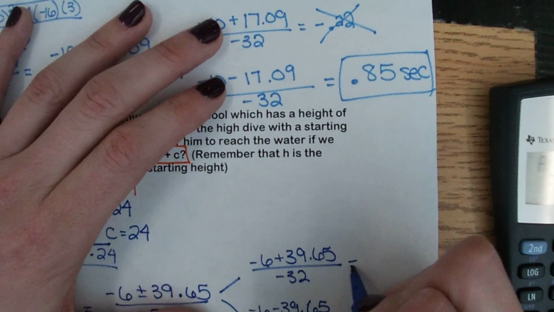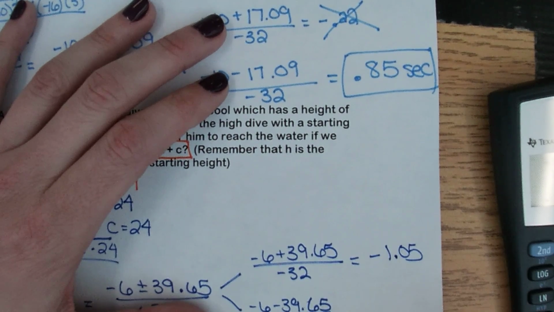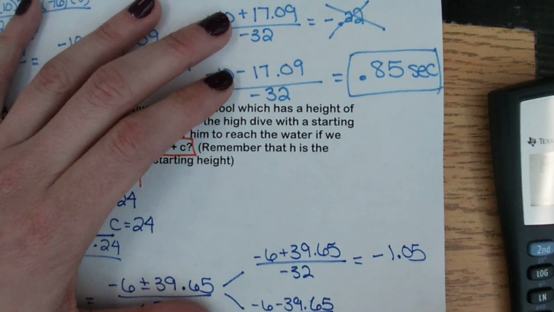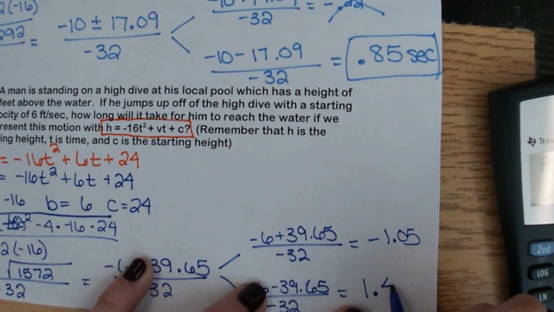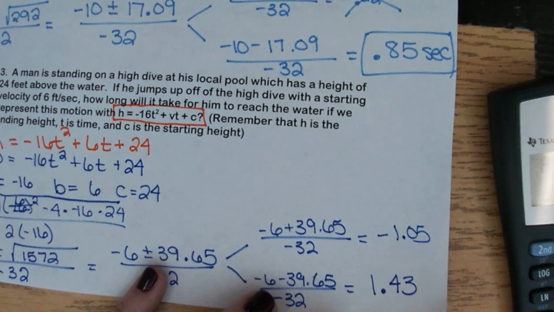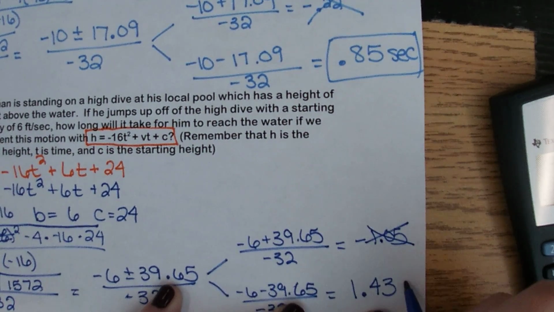So on top, that will give us a negative 1.05. On bottom, we will get 1.43 if we round. Time cannot be negative, so about 1.5 seconds.